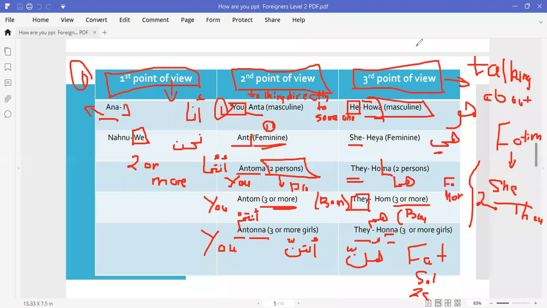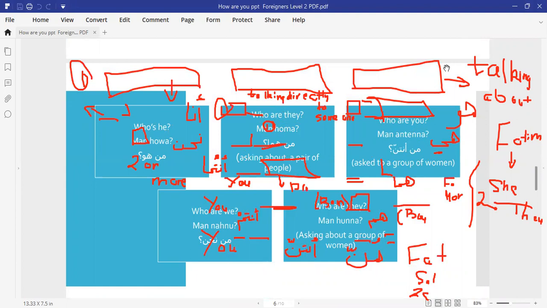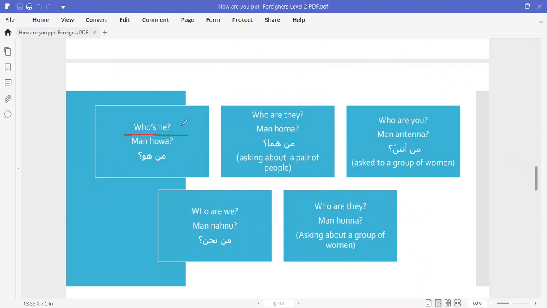Now we are going to tackle the sentences using the second point of view. Now, if you say to someone, who's he? You need to know, who's he? You're asking about a person, using man to ask about a person, which is directly a man. He is what? Huwa. Who are they? But here, there's a condition. You are asking about a pair of people. They are two. Who is man? Who? Ma. Who are they? Let's assume, who are they? You're asking about a group of women. It's no longer man huma, it's man hunna. Okay? Man hunna.